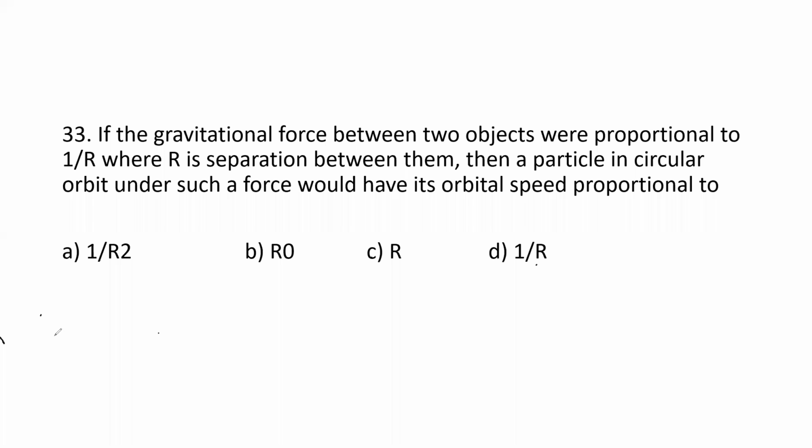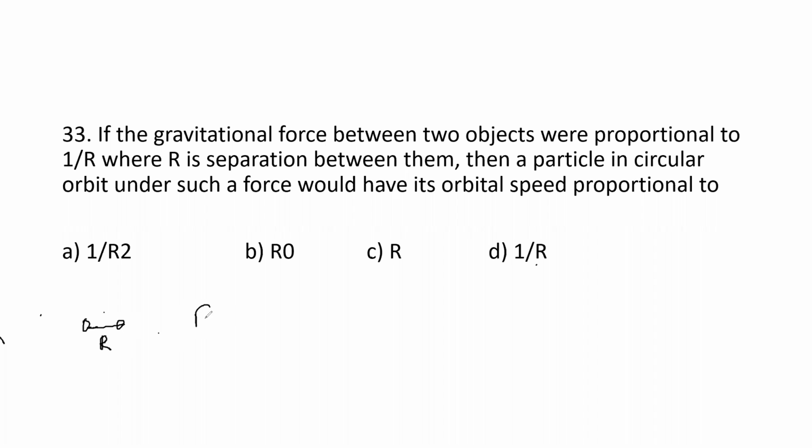See the question. If the gravitational force between two objects were proportional to 1 by r, where r is the separation between them, then a particle in a circular orbit under such a force would have its orbital speed proportional to. We need to calculate the orbital speed.